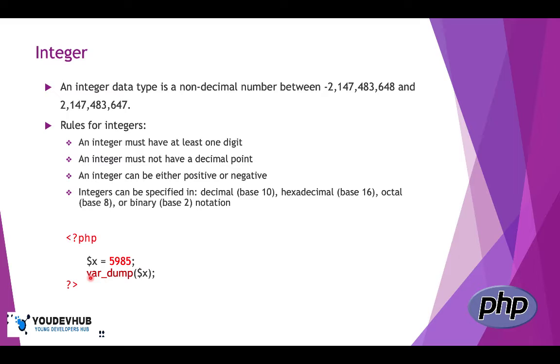The function var_dump is used to tell us exactly what type of integer we are dealing with, or what type of data we are dealing with.